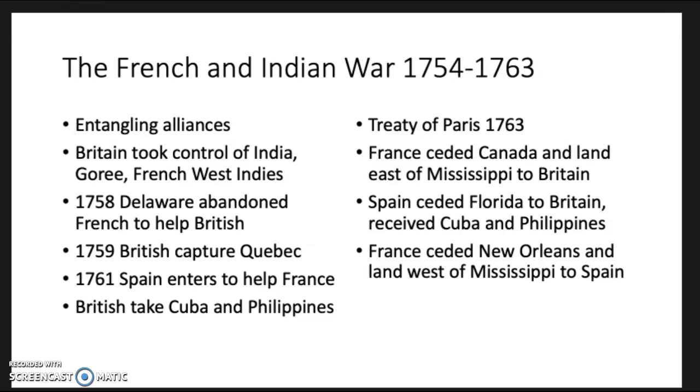The treaty included France ceding Canada and land east of the Mississippi to Britain. Spain ceded Florida to Britain in exchange for Cuba and the Philippines. France ceded New Orleans and land west of the Mississippi to Spain for helping them. France was now completely out of the North American mainland.